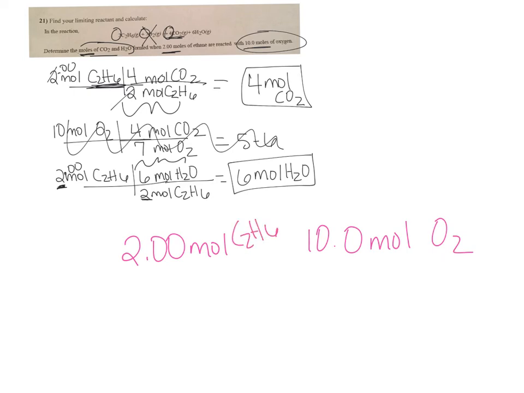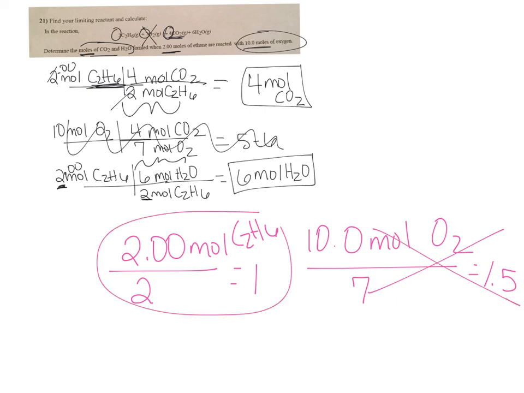C2H6, there you go. All right, you're going to take this, and you're going to divide it by your coefficients. So 2 divided by 2, 10 divided by 7. You get 1, you get about 1.5-ish, okay? So looking at that, you know, once again, oxygen is in excess. This guy is the one that's limiting. Now, the tricky part about this is that make sure you are in moles.